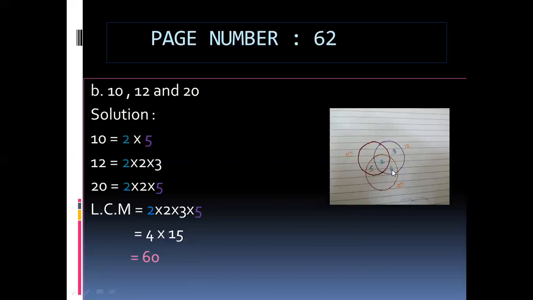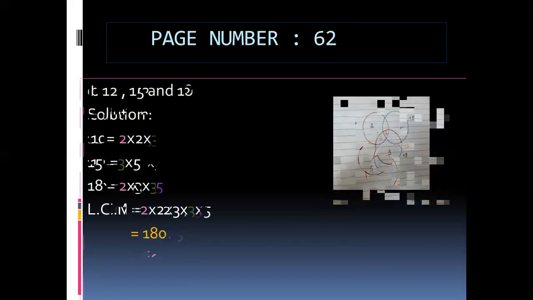Now 3 is left, which is uncommon in all these numbers. So the LCM becomes 2 multiplied by 2 multiplied by 3 multiplied by 5. 4 multiplied by 15, which is 60. In the previous diagram, I wrote 3, 3 and 3 in the common numbers, but you can write 3 only once, because 3 was common in all these three numbers. So we will write only 3 one time.